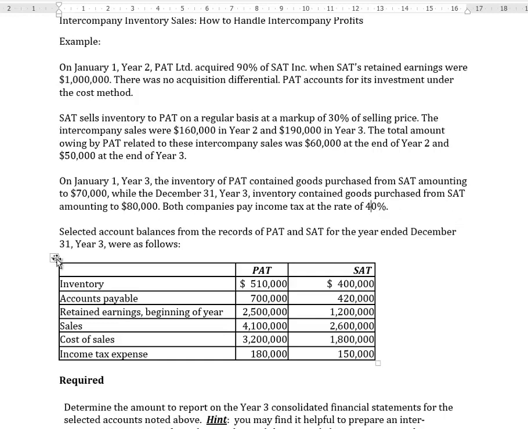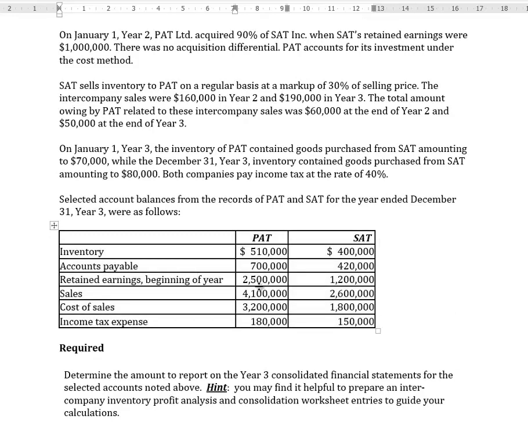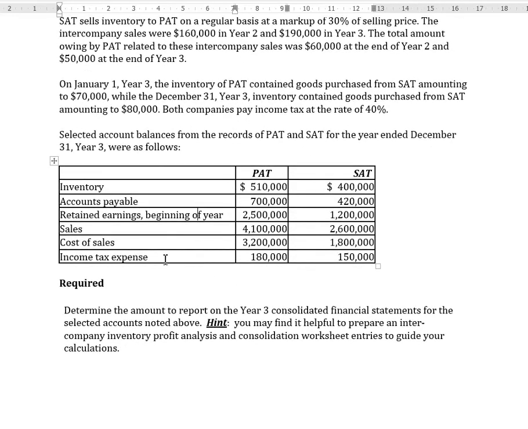Now we're given here in this question separate entity balances at the end of year 3 for each of these companies, Pat and SAT. Notice that the retained earnings is at the beginning of year 3. So it asks you here to determine the amount that you would report on the year 3 consolidated statements for each of those selected accounts, given all the information that you have in the question. And I'm suggesting to you that you might want to prepare an intercompany profit analysis and also do worksheet entries on the consolidated worksheet just to help formalize or structure your thinking and help you do your calculations for each of the consolidated balances. So now, let's begin our discussion.